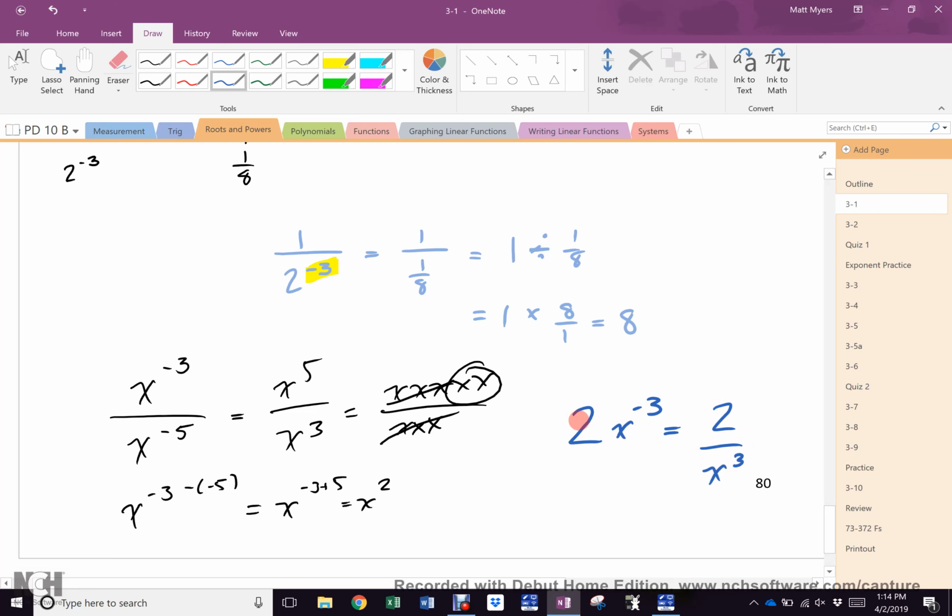The 2 isn't part of the base. What if it's that? Now what is it? 1 over (2x) cubed. Is everybody good?